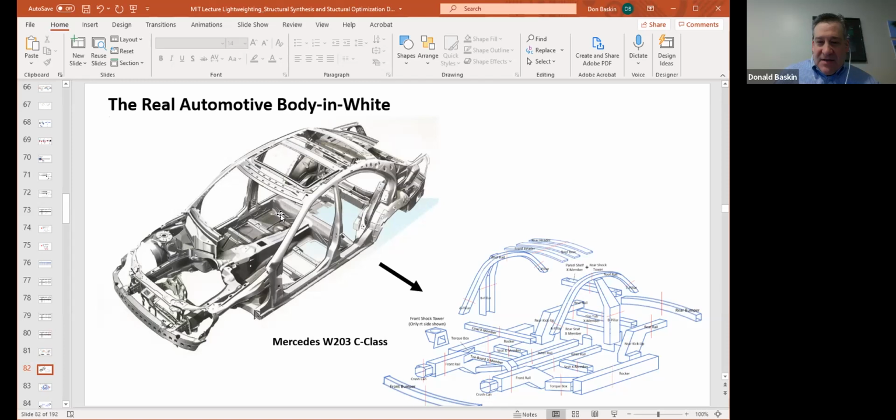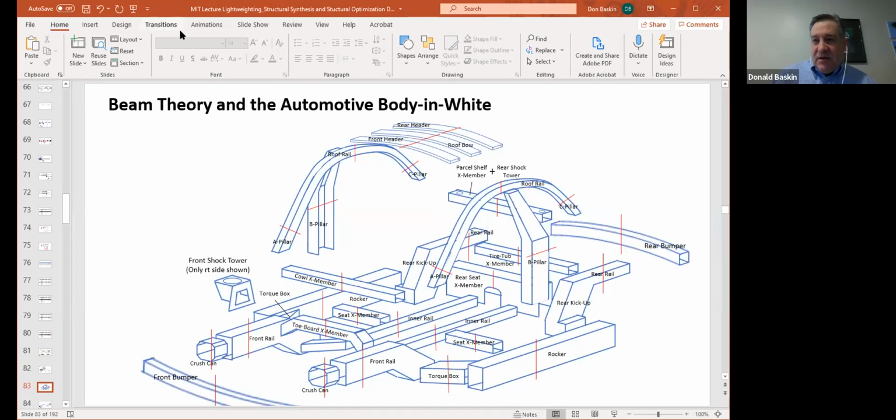So I have taken this, what looks like a pretty complex arrangement of stamped steel components, and I have broken it down into a series of tubes and beams that you can see in the lower right here, just to simplify what you're looking at, to take a schematic, call it, of the different parts that make up a body structure. And here are those parts in a little bit bigger view so you can see them.